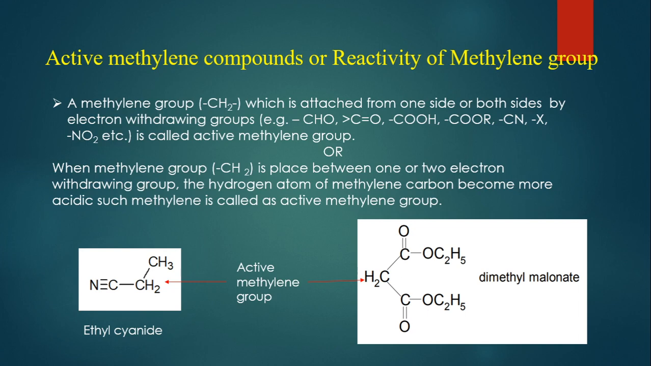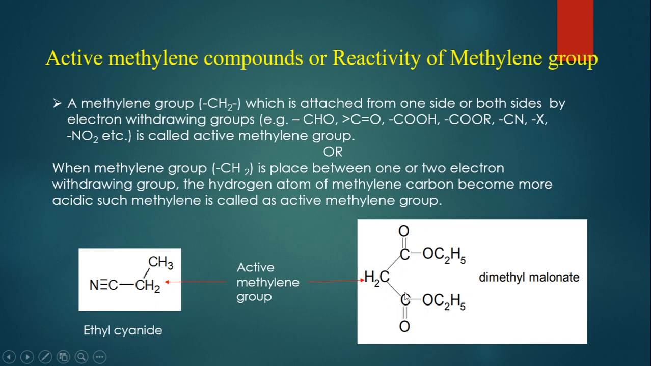For example, we have to take two examples: ethyl cyanide and dimethyl malonate. In ethyl cyanide, this CH2 group is an active methylene group because it is directly attached to the electron withdrawing group, that is the cyano group, and this methylene group is called the active methylene group.